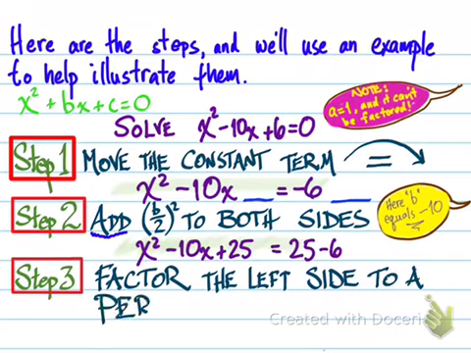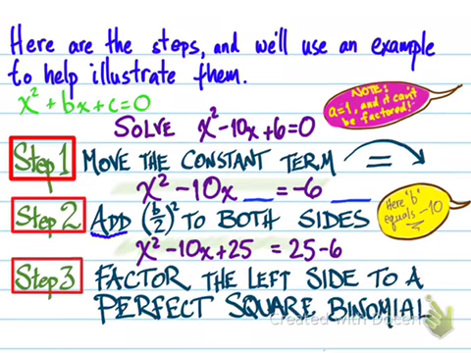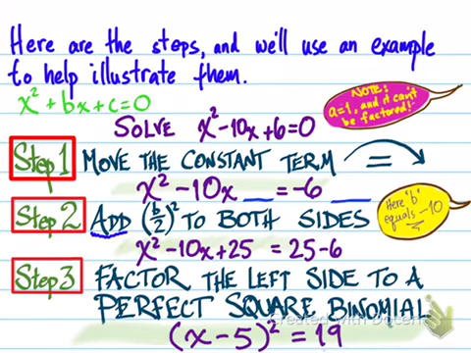But now our third step is to factor the left side, factor the x squared minus 10x plus 25 into a perfect square binomial. That's some pretty fancy math terminology there, perfect square binomial. But you've seen a lot of them. It's just a binomial, so it's like x plus a number or x minus a number in parentheses. That's the binomial, and it'll be squared. So it's going to look like this in this case. x minus 5 squared equals 19.